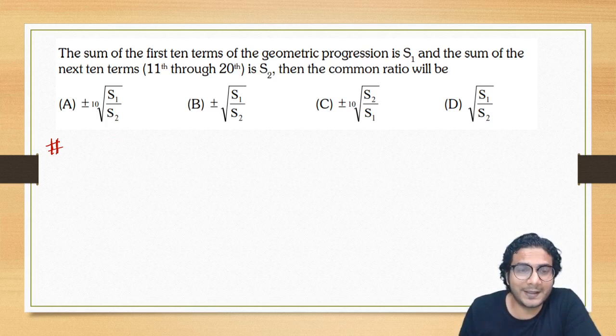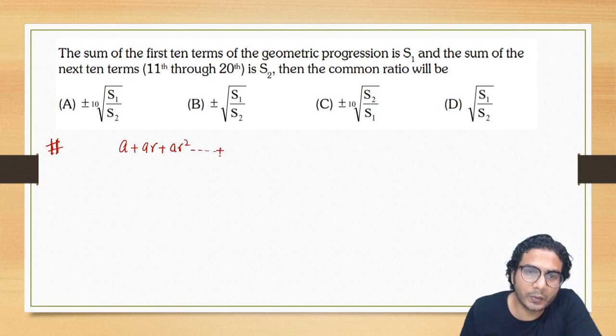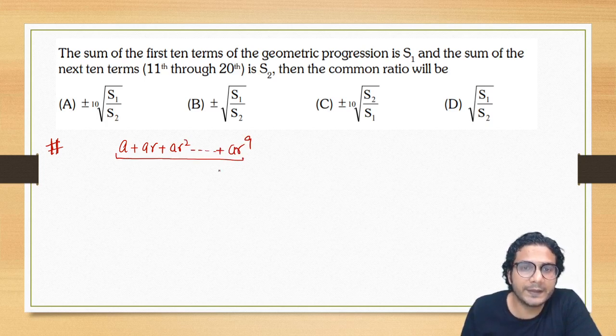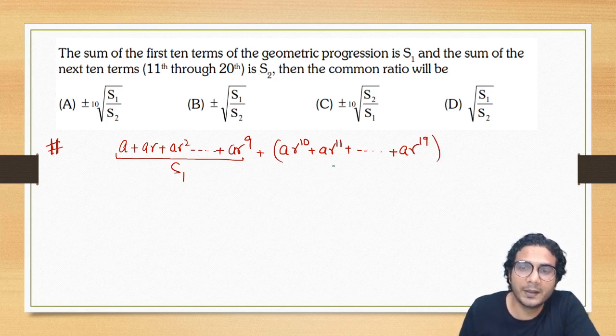The sum of the first 10 terms is called S1. So let me write one GP and I'll show you that this is a very, very easy problem. The first term is a, then ar, plus ar squared, and so on up to ar raised to 9. This is the sum of the first 10 terms, and this is given as S1. And if you write the next 10 terms, they will start from ar raised to 10 plus ar raised to 11 and so on, up to the 20th term. The 11th to 20th terms will end at ar raised to 19. So this is your S2.